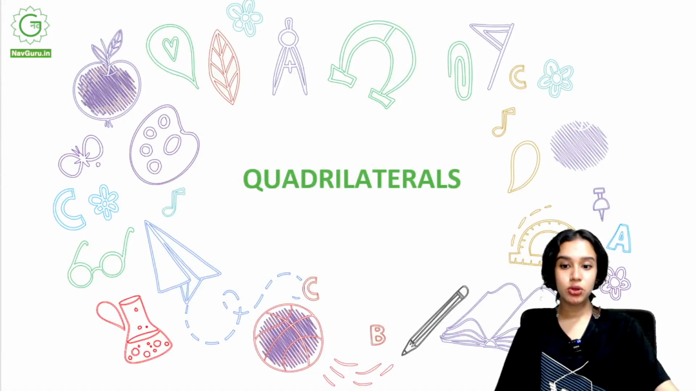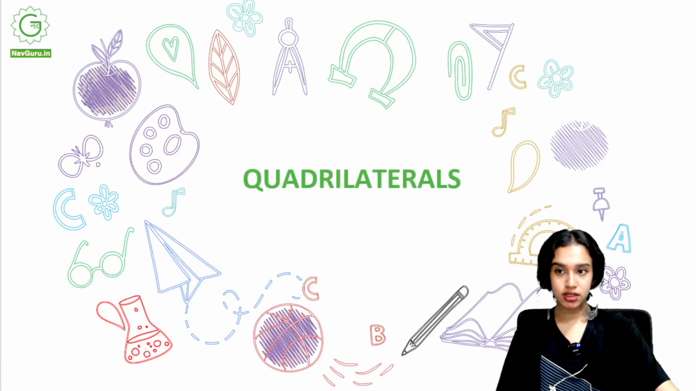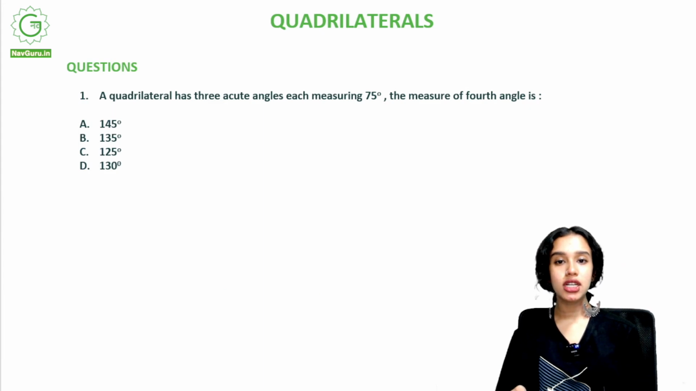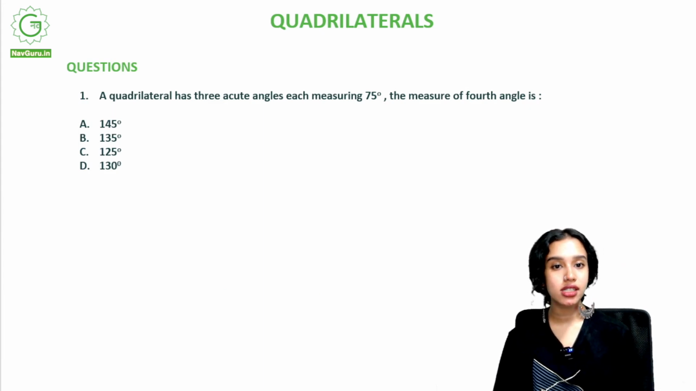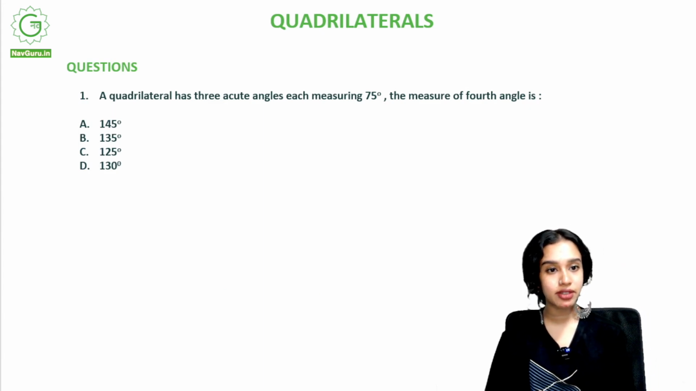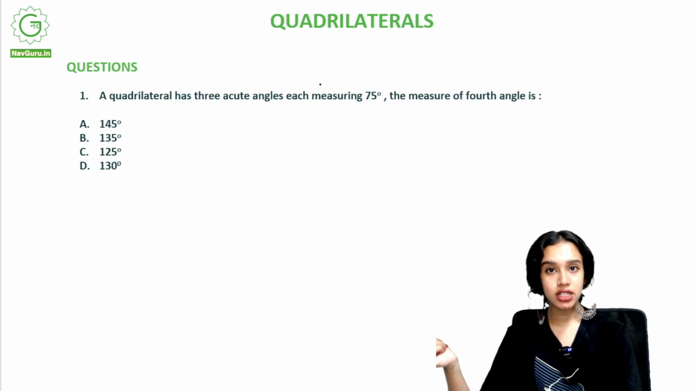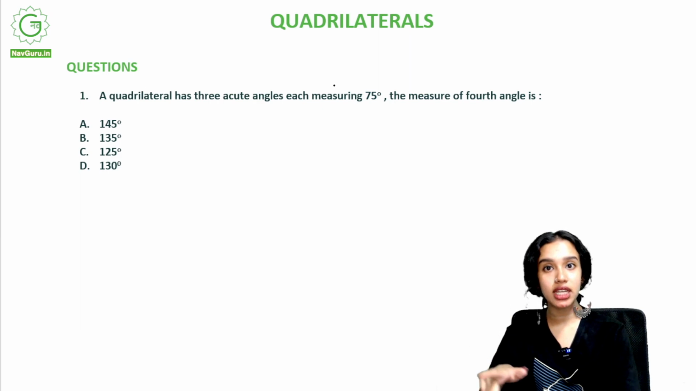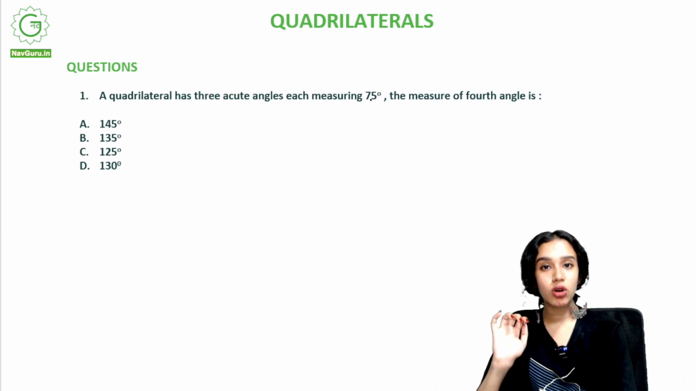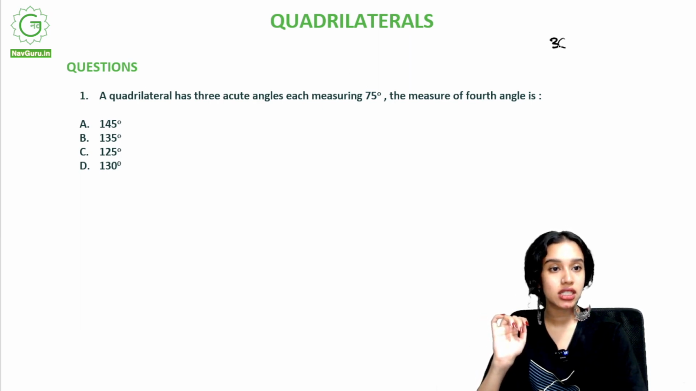Let's solve a few questions from the chapter Quadrilaterals. A quadrilateral has three acute angles, each measuring 75 degrees. The measure of the fourth angle is? So, we have discussed that the sum of the interior angles of a quadrilateral is equal to 360 degrees.